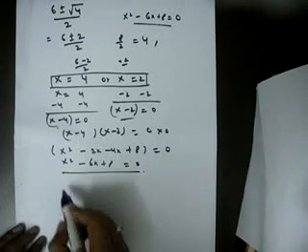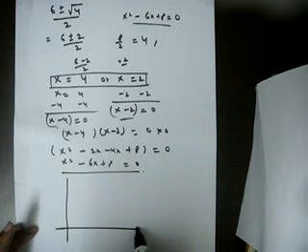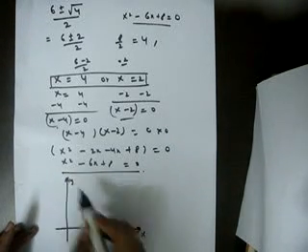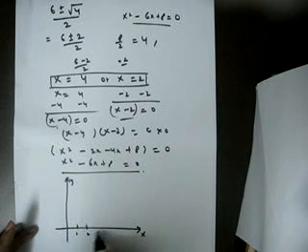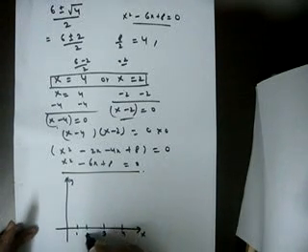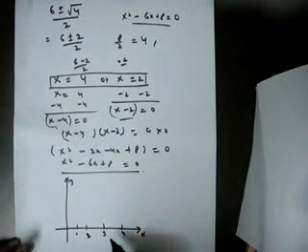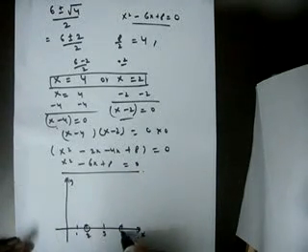Let's say this is the x-axis, this is the y-axis, and this is 1, 2, 3, 4. So this 2 and 4 are the solutions of this particular quadratic equation. So I'll mark them by a circle.